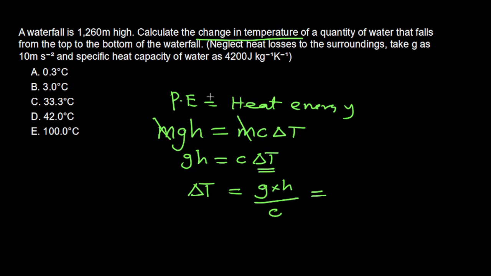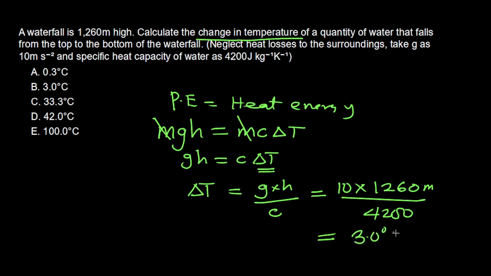Now, g is given to be 10. The height of the falling fluid, which is water, is 1,260 meters. Everything divided by the specific heat capacity, which is 4,200 joules per kilogram per Kelvin. So if you compute this, we are going to get a temperature change of 3.0 degrees Celsius. So it means the correct answer for this question is option B.